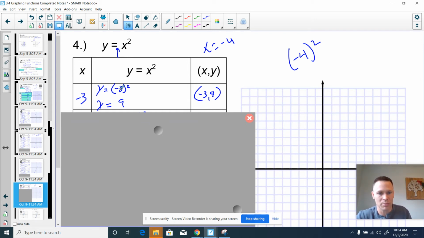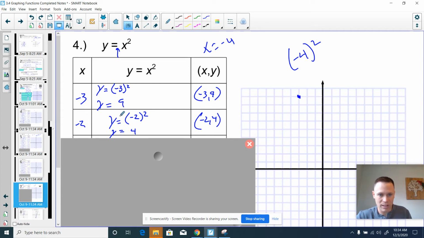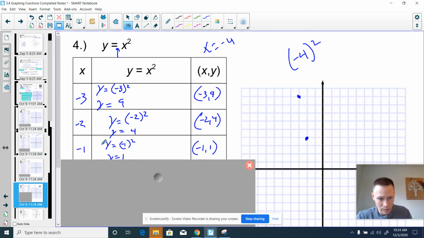So if you look at this, I'm substituting in negative 3. I get 9 because negative 3 times negative 3 is 9. So I have negative 3, positive 9. Next one, I substitute in negative 2. Negative 2 squared is 4. So I have negative 2, 4, which is right there. Negative 1 squared is 1, so I get negative 1, 1.